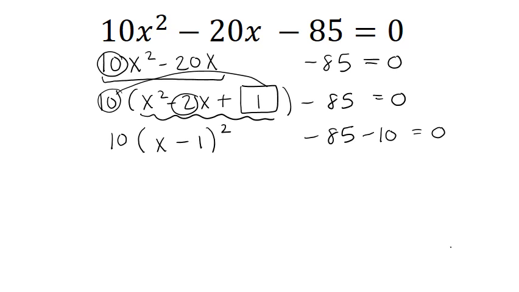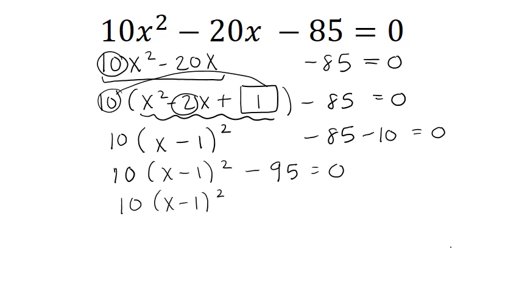Now again, if you've got your constants on the right-hand side, then you're just going to have a positive 95 on the right-hand side. We'll get there in 1 second if you're doing it like we've done in class. Okay, at this point I can add 95 to both sides. Divide both sides by 10.